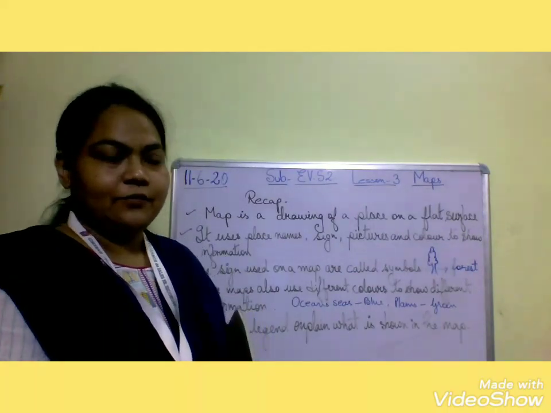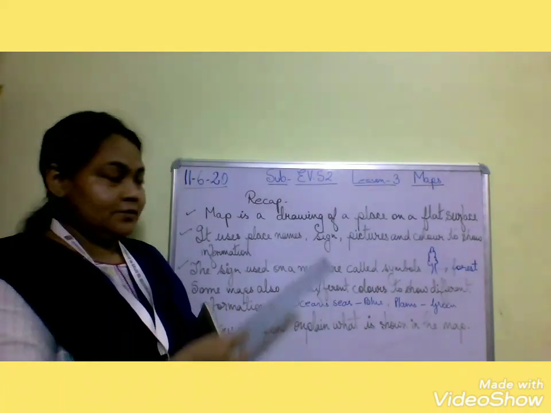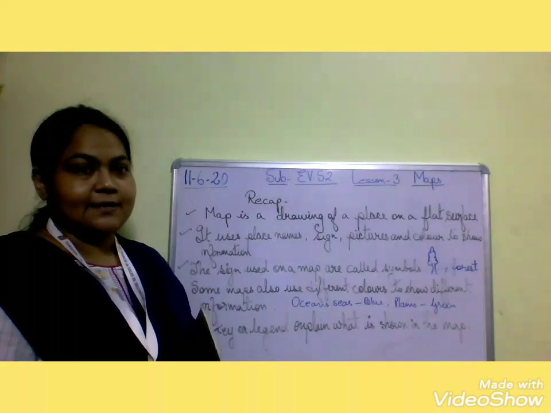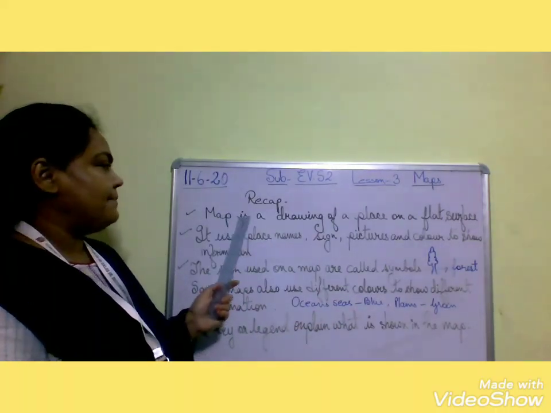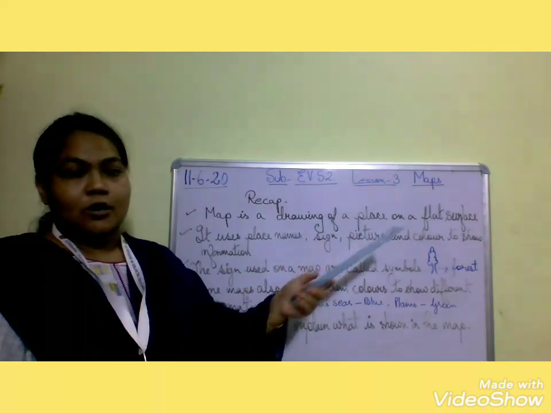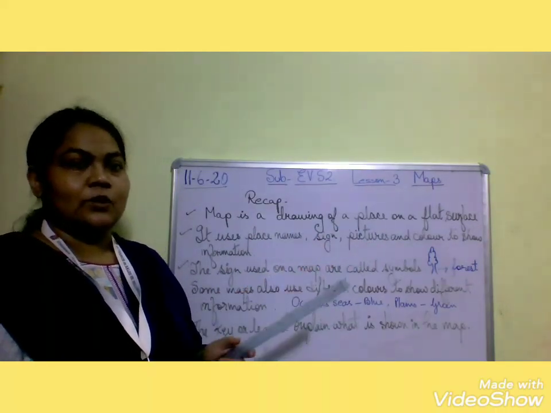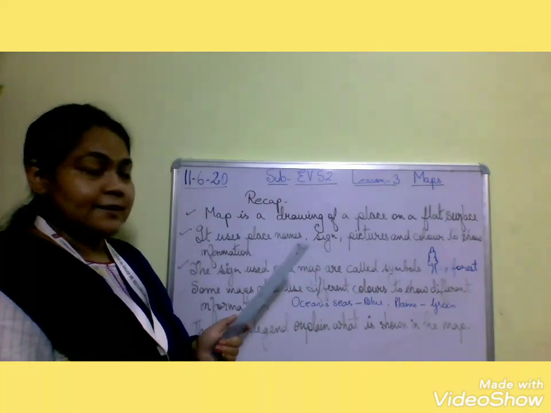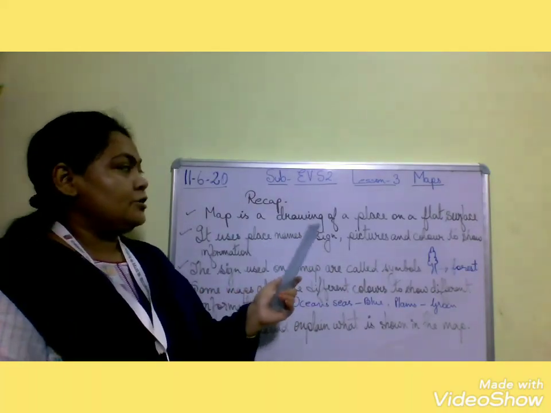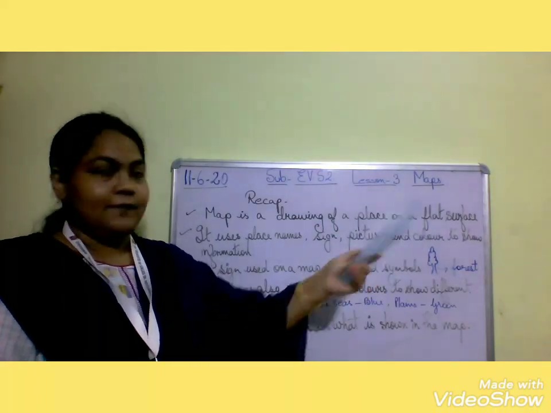Okay children, now we are going to start the recap of what we have done in the last class. Let us start the recap. So I have written it here. Map is a drawing of a place on a flat surface. So if the question comes, what is a map, you must be able to write that a map is a drawing of a place on a flat surface.